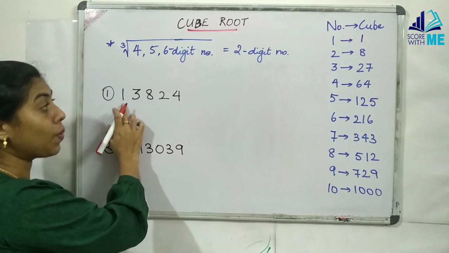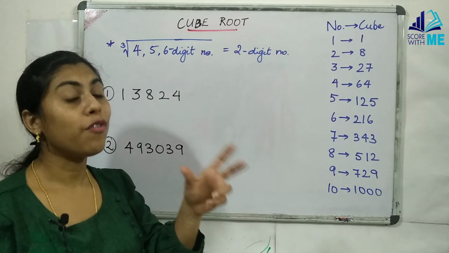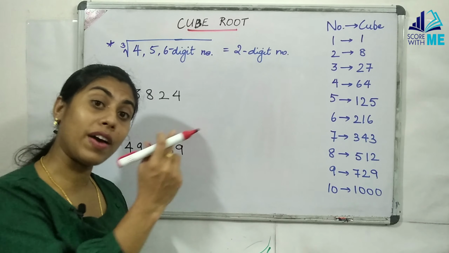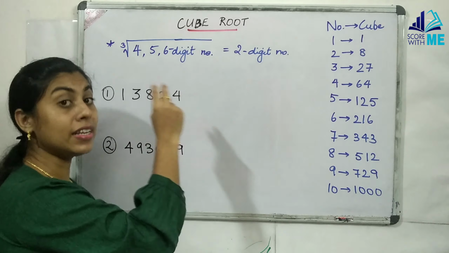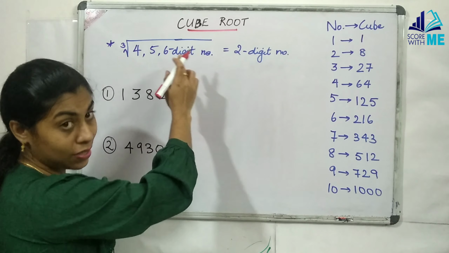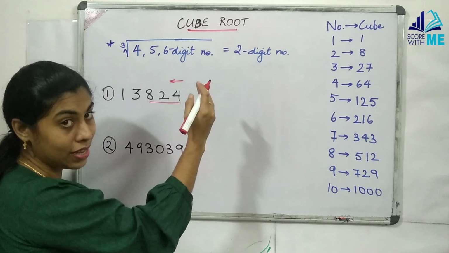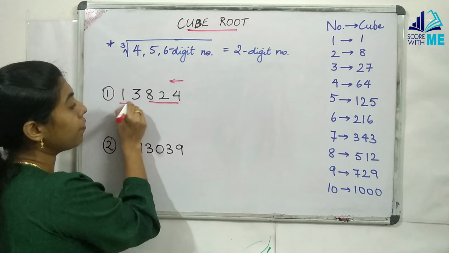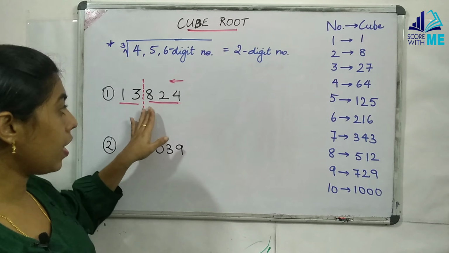So the first number is 13824. Here we are finding the cube root. So for finding the cube root, we group the digits in threes. In finding square roots, you would be remembering we grouped from the right end with two digits. Here, since it is a cube root, we will be grouping 3 digits from the right end towards the left. So we are grouping 824. We have 13824, so 13 here, 824.